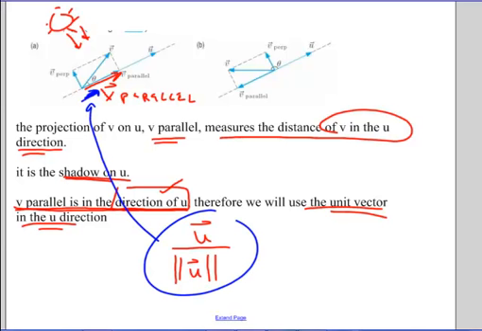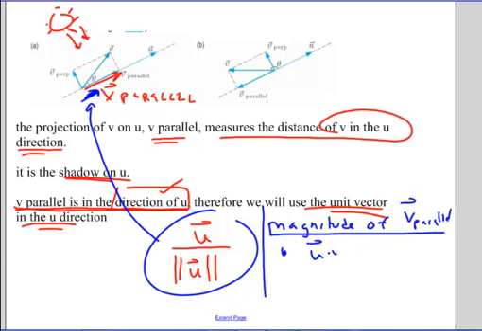Well, and what about the magnitude? What's the magnitude of V parallel? Well, the magnitude of V parallel, we know that. That's the dot product. The magnitude of V parallel is U dot V, which equals the magnitude of U times the magnitude of V cos theta.